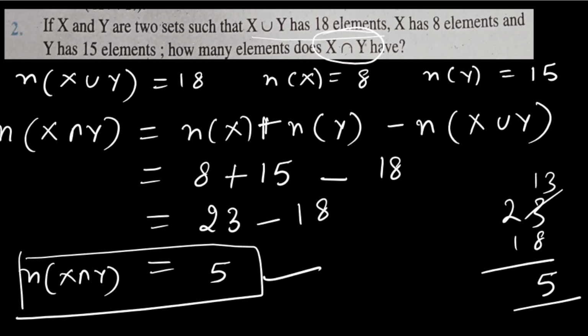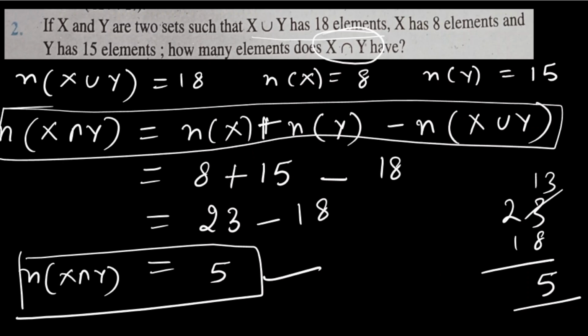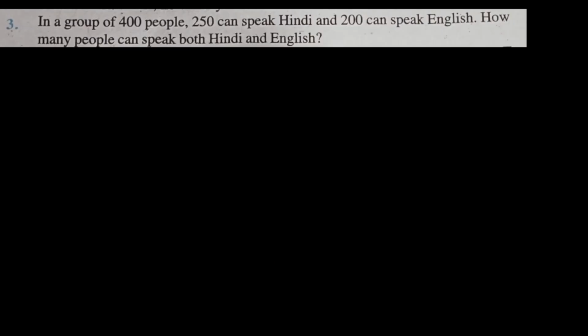So again with the help of the formula we have easily calculated this. This also can be found with the help of a Venn diagram, but because it is much easier with the formula, I'm not showing you how to do it with a Venn diagram. We should choose the things which can be done in an easier way. So let's do the next one.